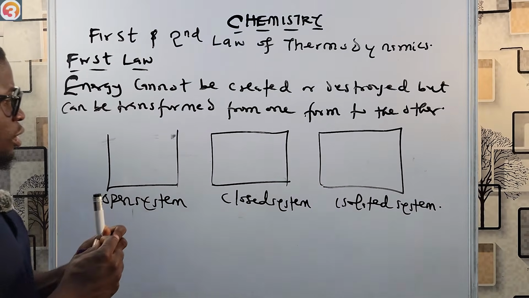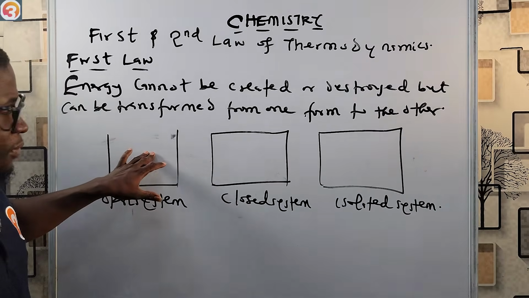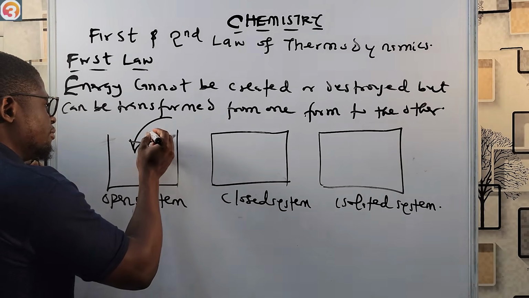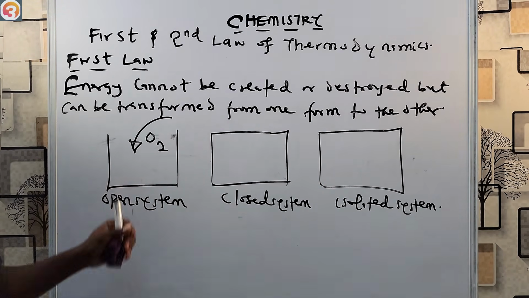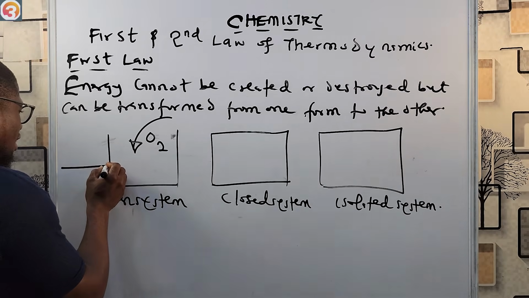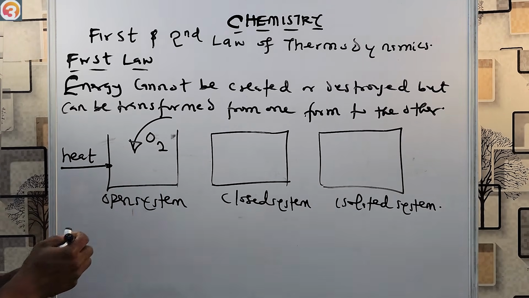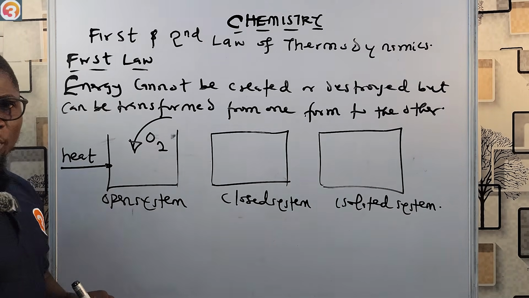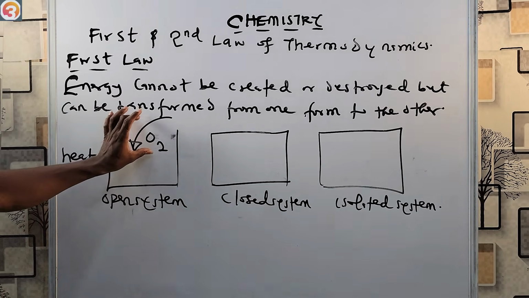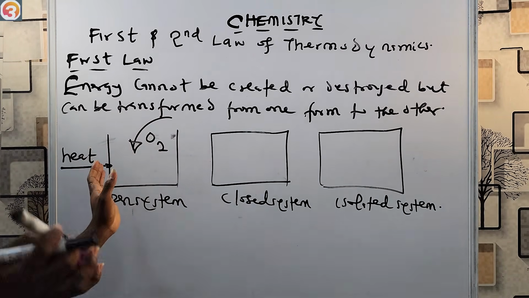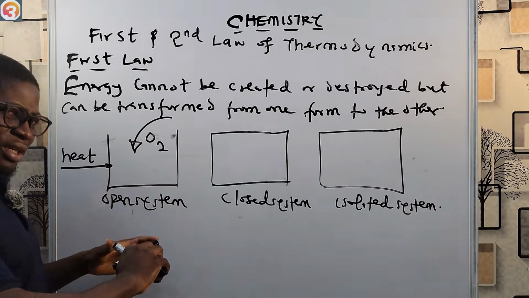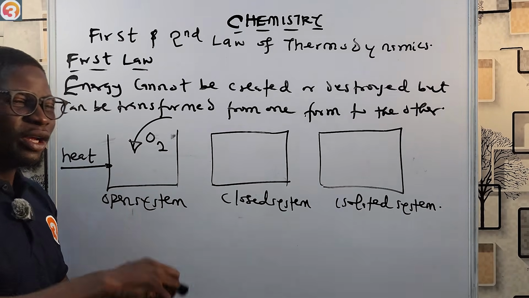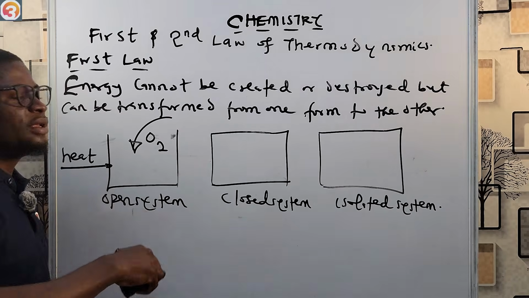Now, what you should know here is that for an open system, matter can flow into this system. For example, oxygen from the surrounding can flow into the system. And energy, heat energy, can flow into this system also. So matter and energy can flow into an open system. That's what you should all take note of. This matter, oxygen, can flow into the system because it is open. So an open system is a system into which matter and energy can flow, and out of which they can flow.